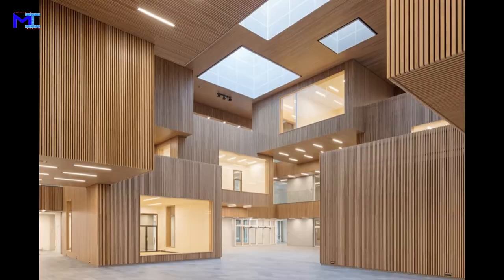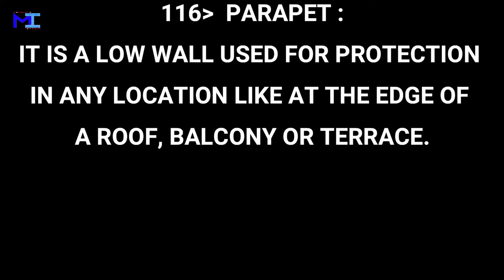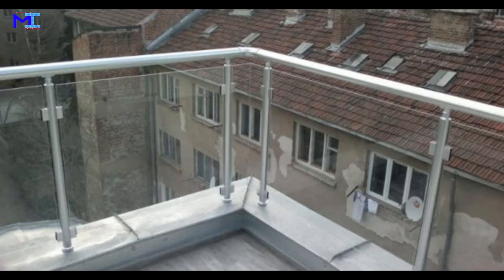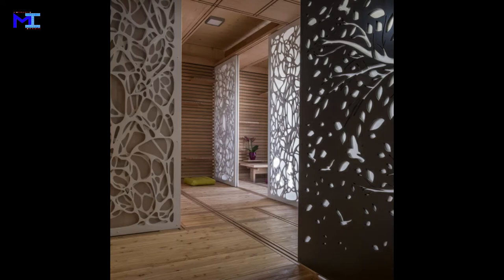Paneling, it is wood or laminate panels applied continuously on an interior wall. Parapet, it is a low wall used for protection in any location, like at the edge of a roof or balcony or terrace. Partition wall, it is a non-structural interior dividing wall.